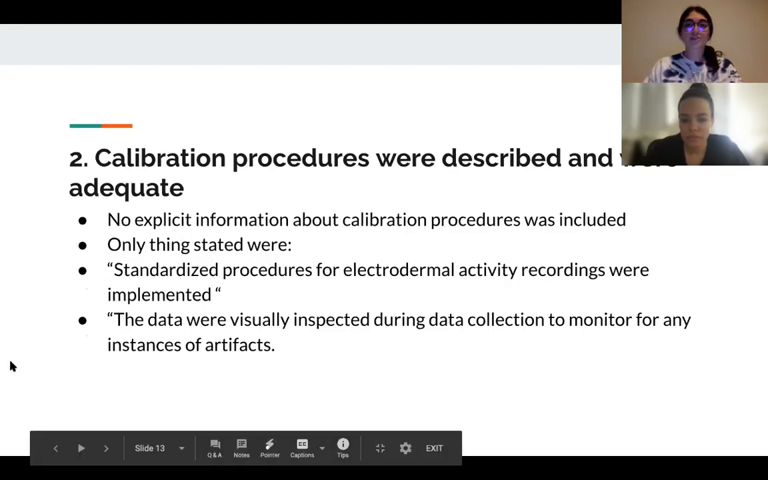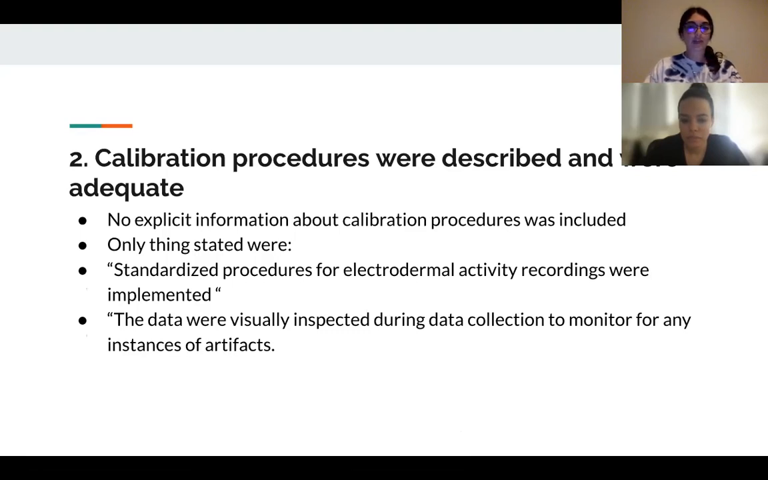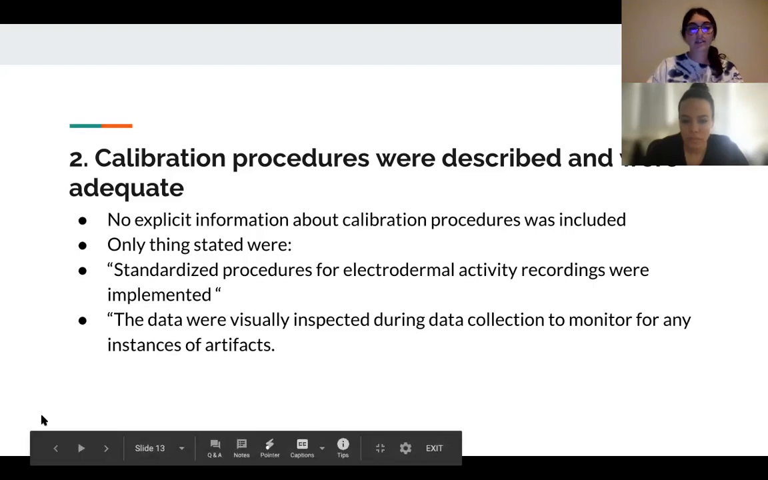Calibration procedures were described and were adequate. We said that there was no explicit information about the calibration procedures. The only thing stated was that standardized procedures for electrodermal activity recordings were implemented, and the data were visually inspected during data collection to monitor for any instances of artifacts.